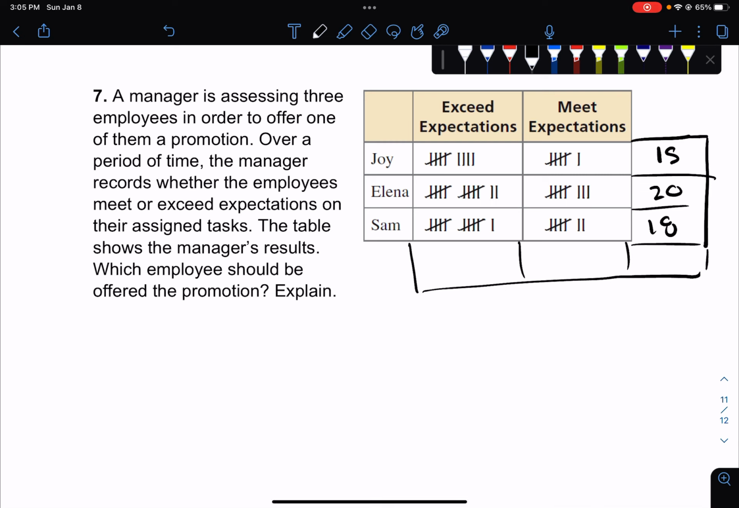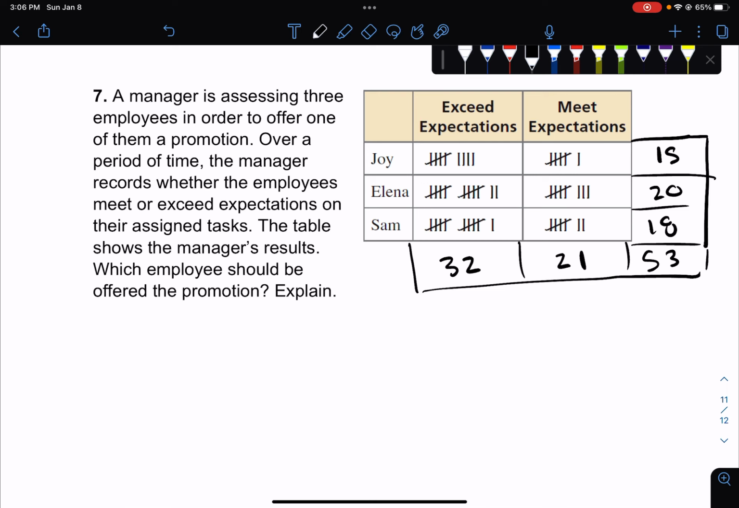So total, that's what, 43 times that somebody was, let's see, 23, 33, 53. So that's 53 records that were taken. Of those records, 9 from Joy exceeded expectation, 12 from Elena, so that's 21, and Sam had 11, so that's 32. Meeting expectations, we had 6, and then we had 8, which is 14, and then we had 7 more, which is 21, and that adds up to 53 as well.